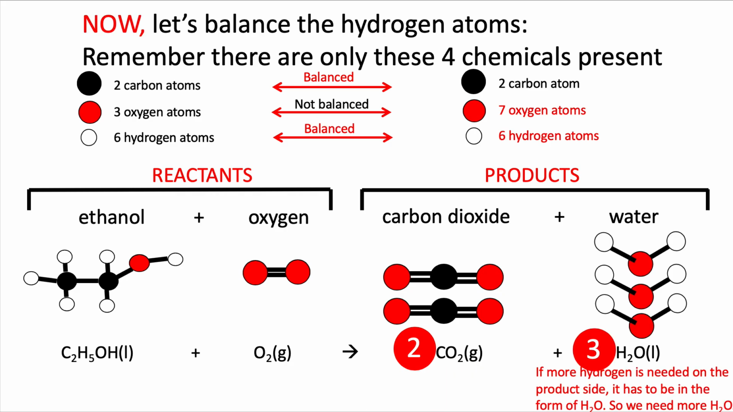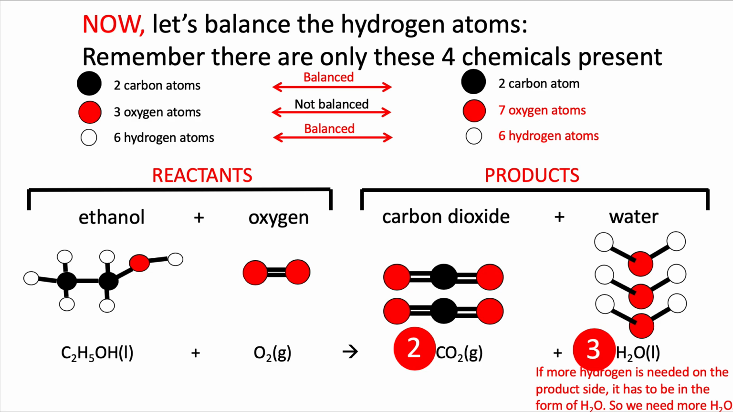Now, if I do that, I've got 2 carbon atoms on either side, and I've now got 7 oxygens on the products and only 3 on the reactants. So I'm then going to balance the hydrogens. I want 6 on either side, and there are 6 in the C2H5OH ethanol molecule. There are only 2 in a single water molecule, so I need 3 water molecules. So that's what I've drawn there to get my 6 hydrogens. It also brings 3 oxygens.